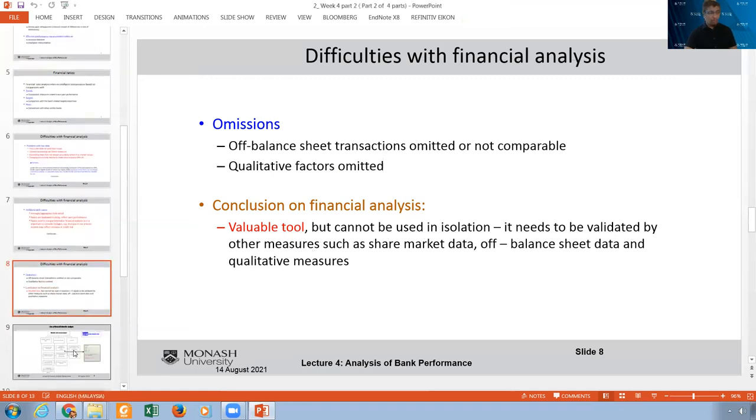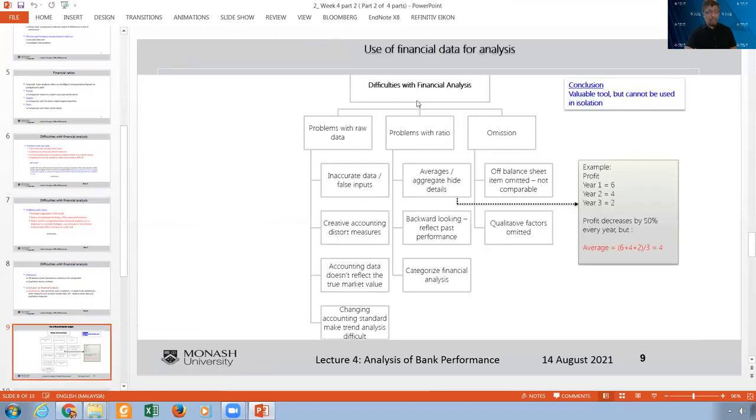bank. Now, let me just show you this, the difficulties with financial ratios. I said we have problem with the data, and this is because the input can be wrong, either because we are cooking the numbers or because accounting policies allow us actually to manipulate the numbers. We have problem with ratios, which is the averaging. Look, for example, at this one, for this bank or this firm or this example.